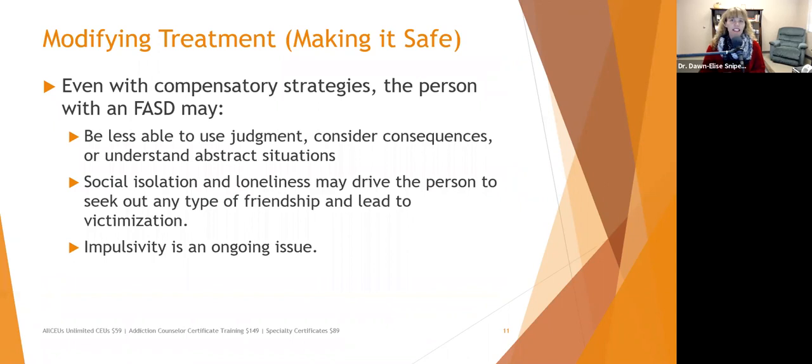And impulsivity is an ongoing issue. So we need to make sure that the person with the FASD has a plan, and the people that are working with that person know the plan for handling impulsivity. Because again, with somebody with an FASD, they may not remember what they're supposed to do. With time, they can learn new skills just like anybody else does, but it's important that whoever's working with them, their teacher, their clinician, whomever, knows what the strategy is if the person starts to become impulsive.